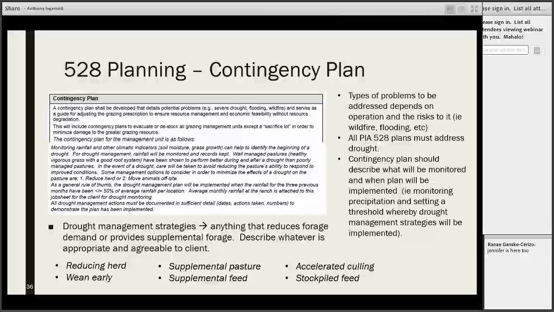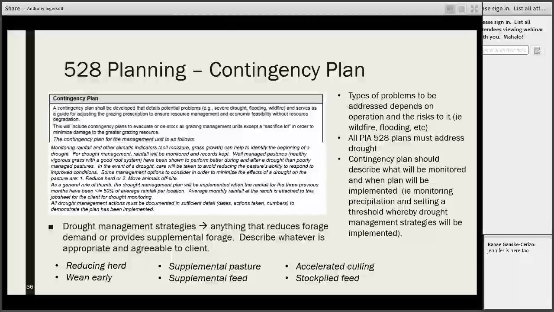Whatever the client is agreeable to should be what you describe. If some of these things are not options for them, then don't put them in there. But your contingency plan should describe it well enough such that the client knows what his options are, and that he also knows that he's got to document what he did if we get into a drought and he starts taking some management actions.